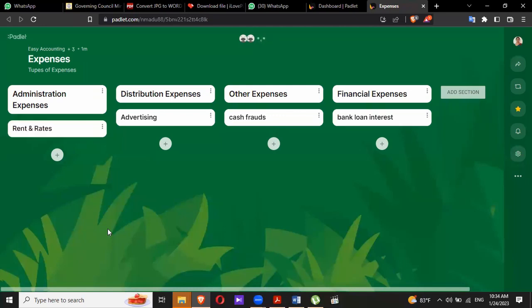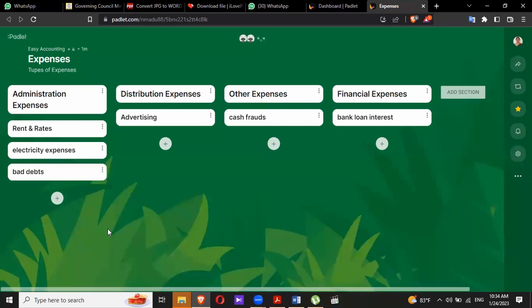Just think and add. Other expenses, the financial expenses in the sense, the expenses which are related to methods of financing. As example, the expenses which are related to bank loan and bank current account. Simple, right? So you can easily identify the financial expenses. The expenses which are related to bank loan and bank current account. Simple, right? You can add.